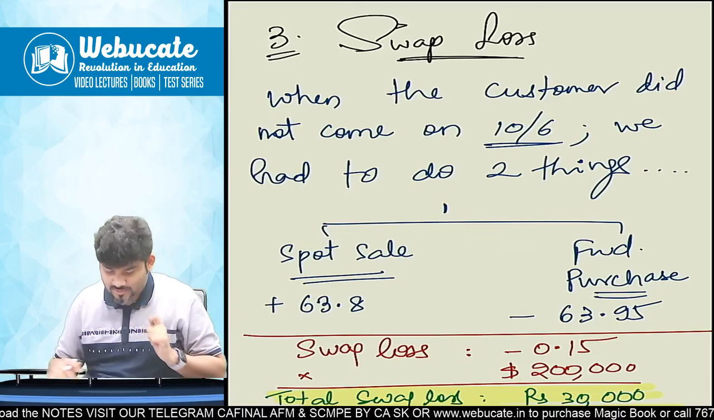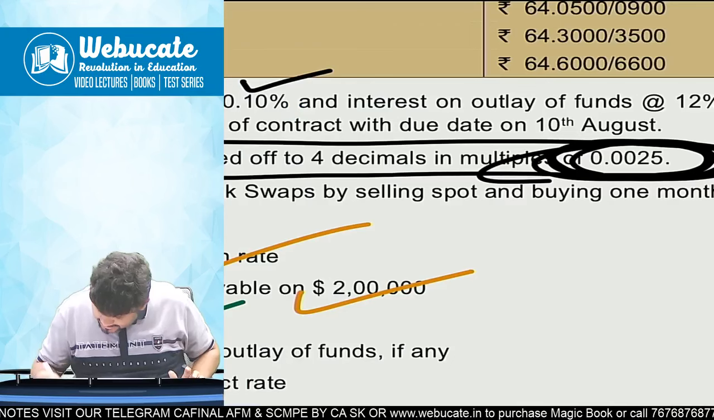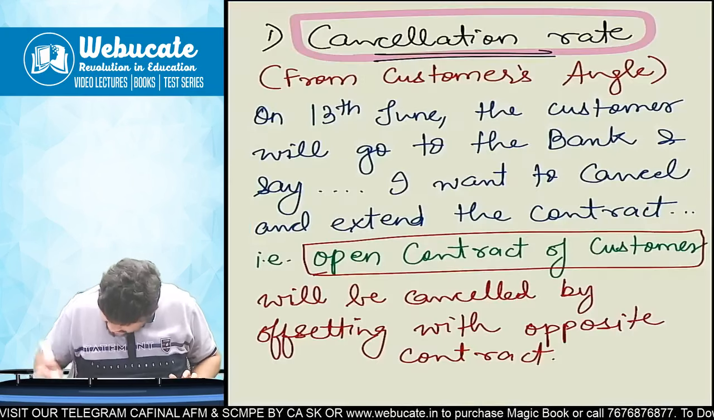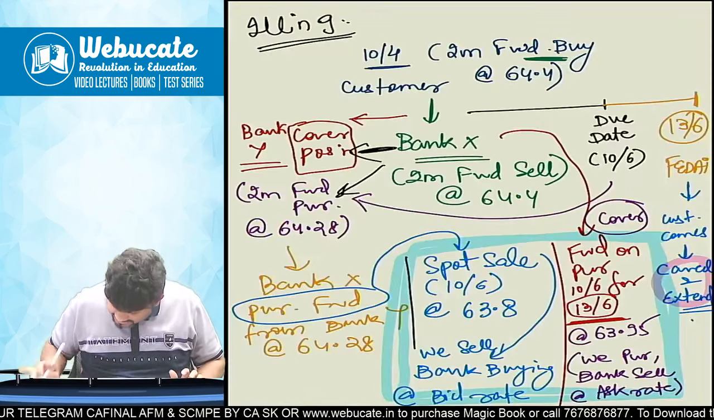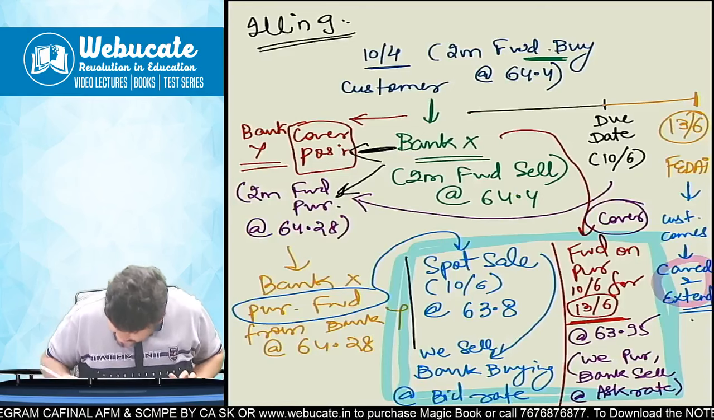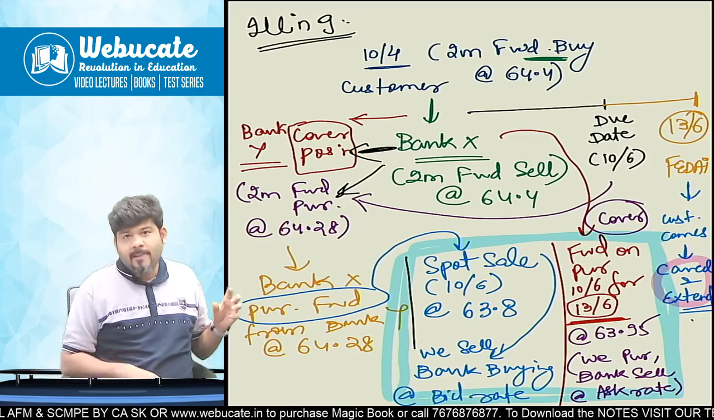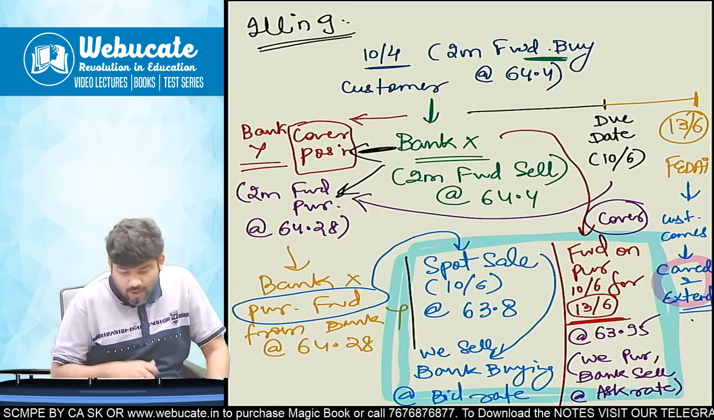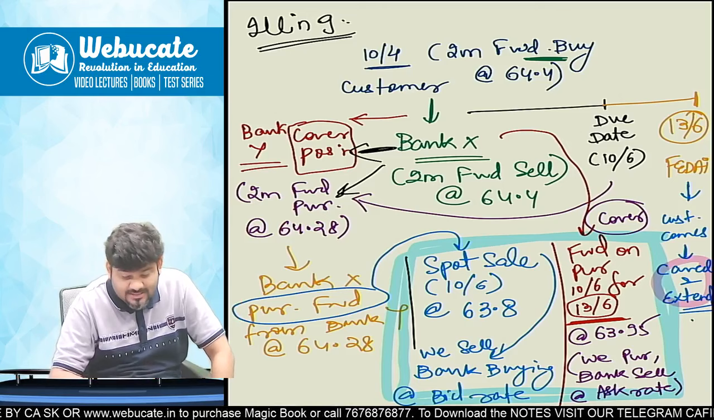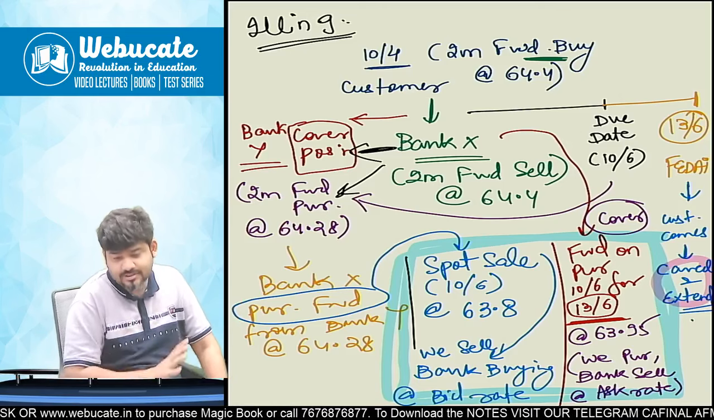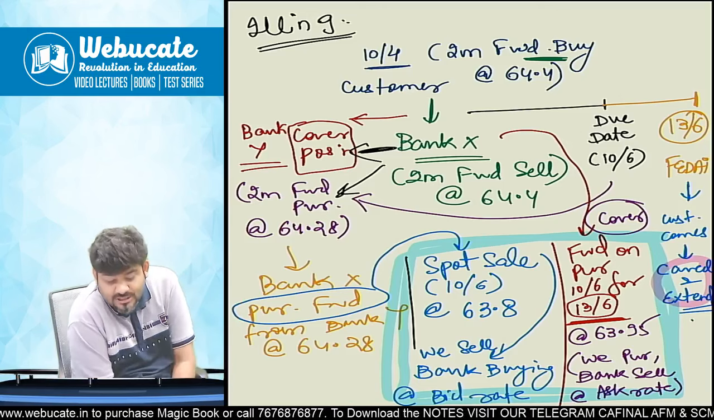Now, the next is interest on outlay of funds. Chalo, let's calculate that also. See, this is the cash flow which is affected. So, how has the cash flow been affected on 10th of June? Tell me, think and tell. How has the cash flow been affected?